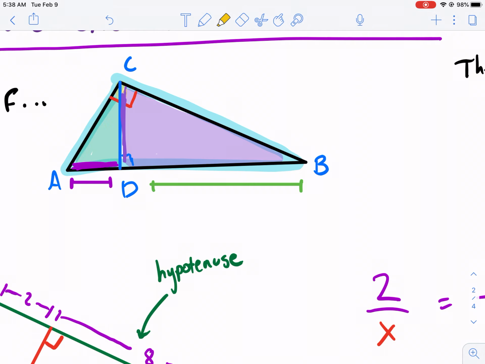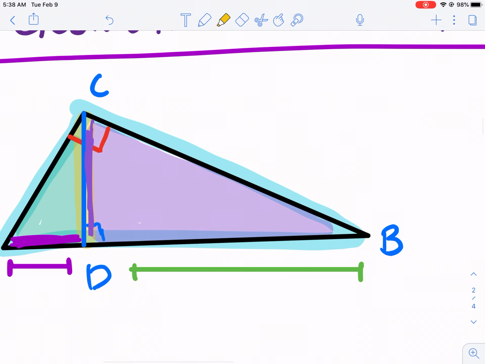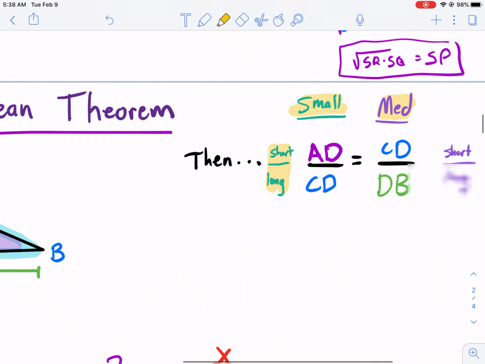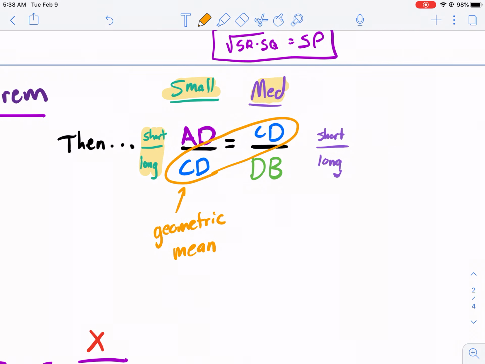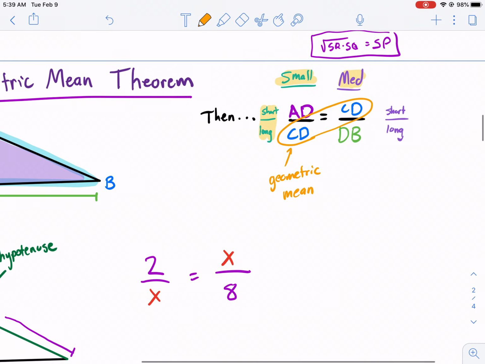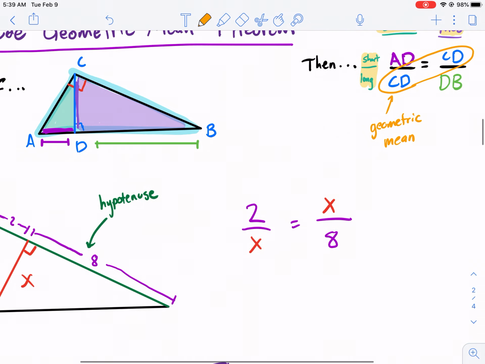Whereas the long side of the small triangle is also the short side of the medium triangle. They have to share a side. In this case, they share CD, the geometric mean. This is very important. If they have a geometric mean, then we can compare them. And this makes it useful for us, because then we can solve for the missing side since we have a geometric mean. I'm going to show what that means in just a second.